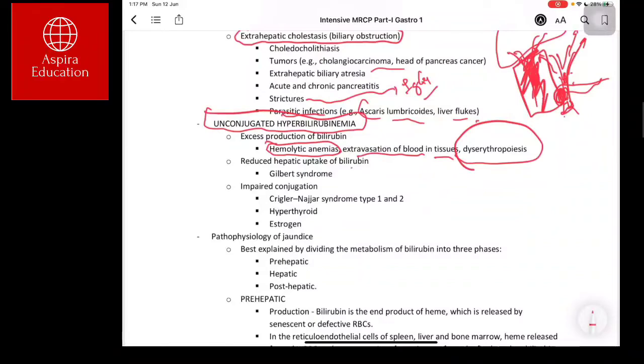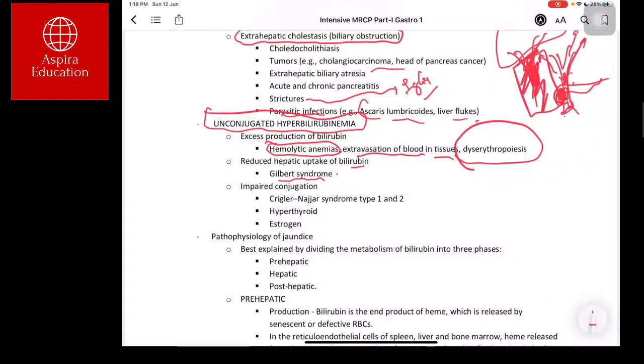Or there is a reduced hepatic uptake of bilirubin as seen in Gilbert syndrome. Gilbert syndrome is the most common cause of benign jaundice. Patients will have jaundice, but it will only be a laboratory jaundice. Rarely it is clinical jaundice, it is less than 3. The problem is that the regular bilirubin is produced at a normal level, but its uptake by the liver, the hepatic cells, is decreased because of the problem with the uptake receptors that is seen in Gilbert syndrome.